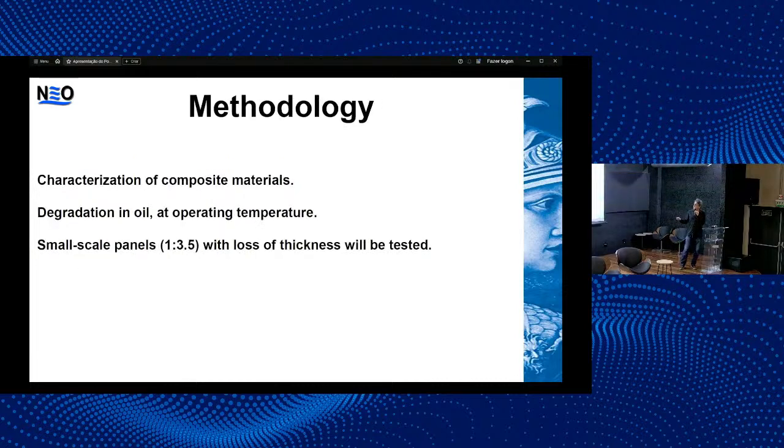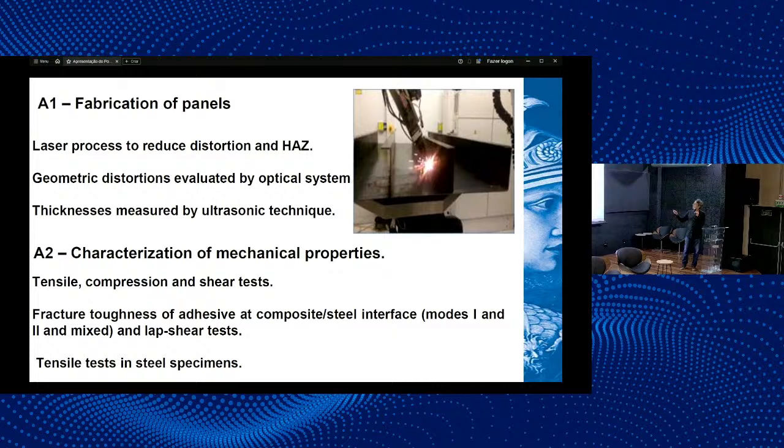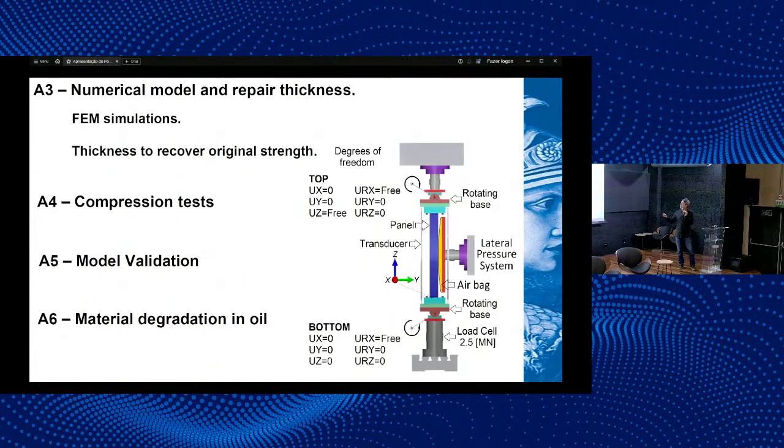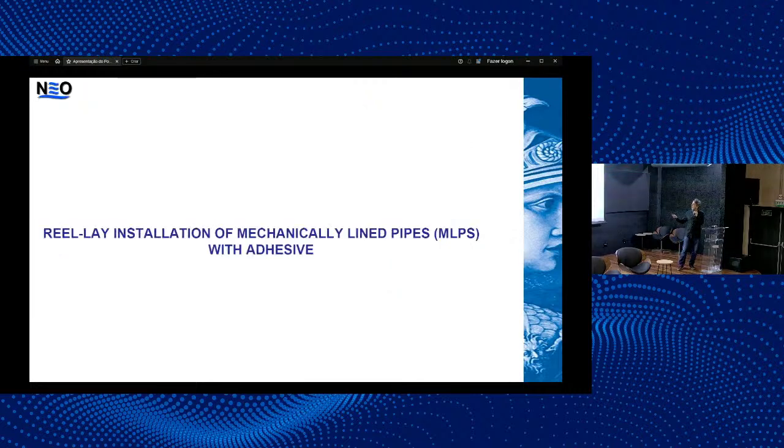So we characterize the material. We do small scale panel, scale 1 to 3.5, and we fabricate ship panels. We characterize the mechanical properties. We do numerical simulation. We do compression tests in a panel combined with lateral pressure. We do the model validation, and we are going to study as well the degradation in oil.